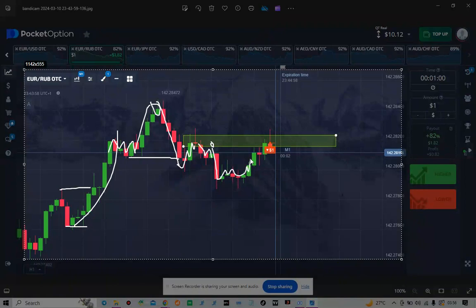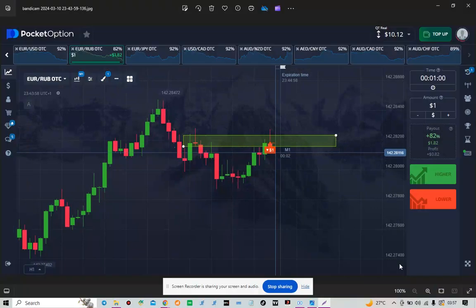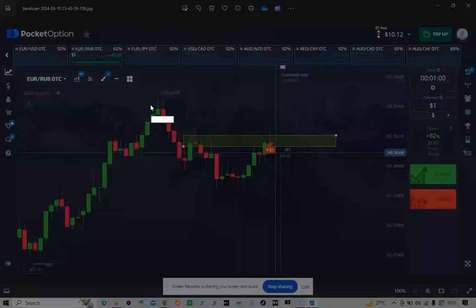Okay, and reject again. Then finally the candle closed inside the zone with a rejection. Then I decided to go with sellers on the next candle. Also, there's one trading pattern, one strategy I always use on a 1 minute.